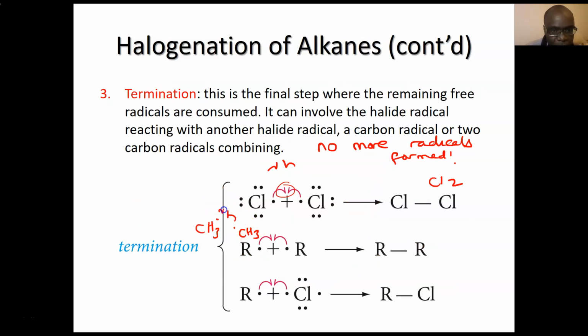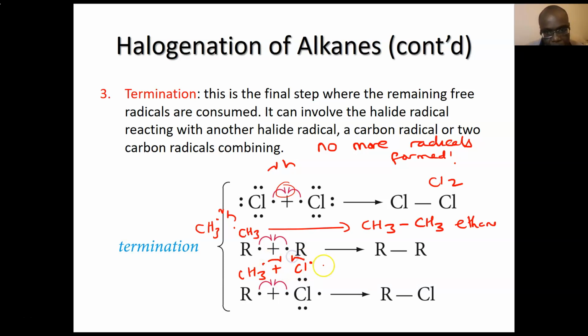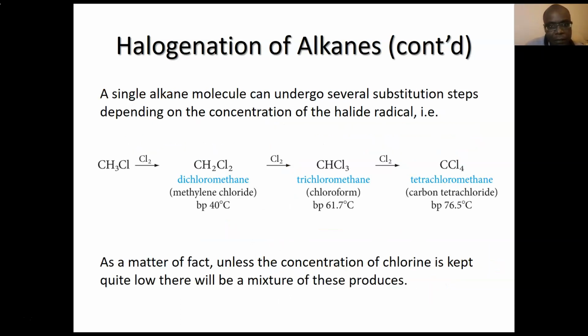If these two combine, guess what? From your methane, you make your ethane. Alternatively, your methyl radical, the alkyl radical, and a halogen radical can combine. That's how you make an alkyl halide, which will be the substitution product that would have been our interest. So that will be the reaction of alkanes with halogens.